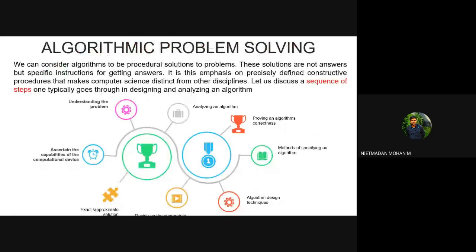Now coming to the algorithm as problem solving: how will the algorithm give you the solution for a particular problem? We can consider an algorithm to be a procedural solution to the problem. These solutions are not answers by specific instruction for a given answer. It is an emphasized, precisely defined procedure that makes computer science distinct from other disciplines. So for making an algorithm or doing problem solving, computer science people are not required. The common man can understand the concept and do the problem solving also.